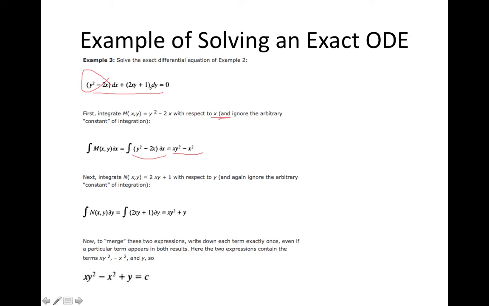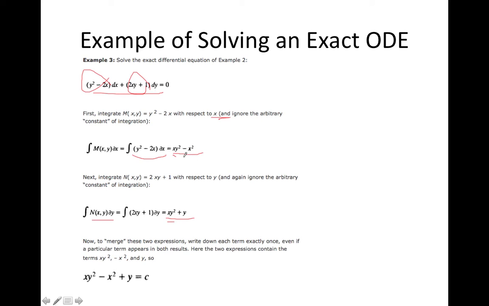Now we want to identify the factor n. That would be the second term. So if we now take n and we integrate it with respect to y, then we get the following, xy squared plus y. Now notice that the xy squared term is included in both solutions. We're only going to count it once.